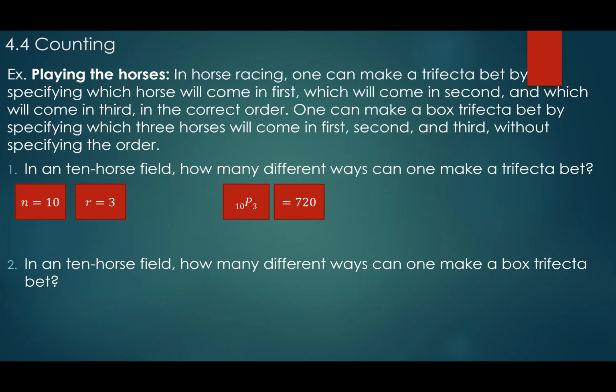So looking at this, they tell you in the 10 horse field, how many different ways can you make a box trifecta bet? Which is the same thing, right? We have 10C3. Why 10C3? Because for the box trifecta the order doesn't matter. As long as the right 3 horses that you choose come in, you win. In this case, the order of the 3 horses that you choose doesn't matter, so that's why it's a combination. Once you recognize that it's a combination, your calculator can do the rest.